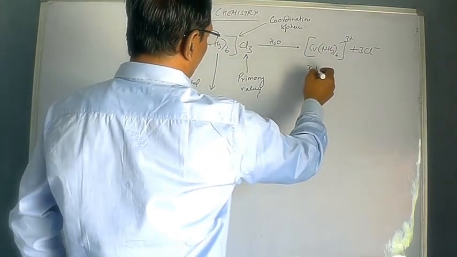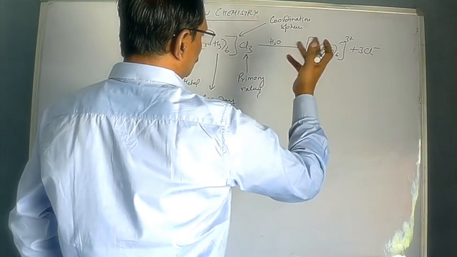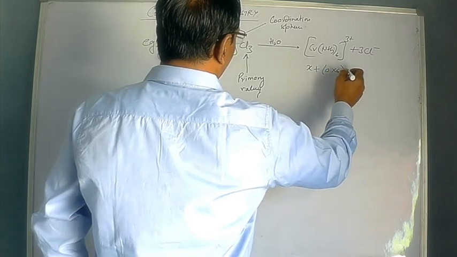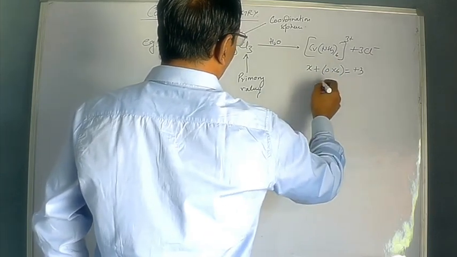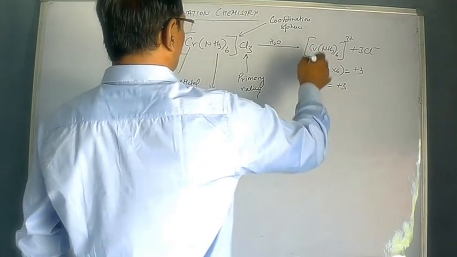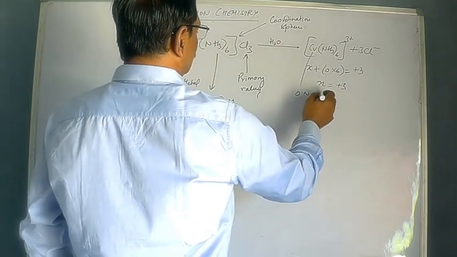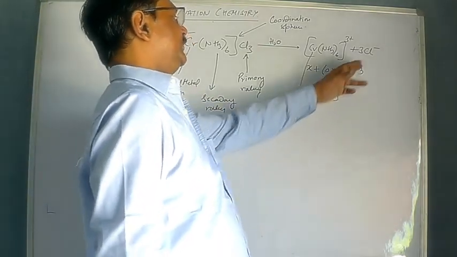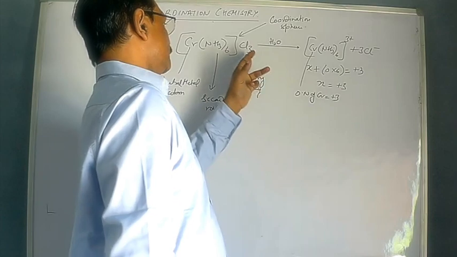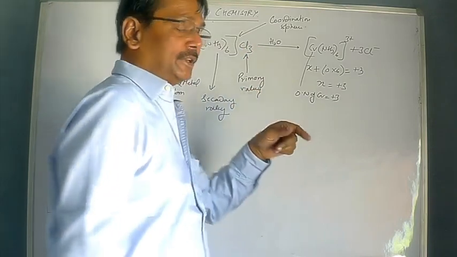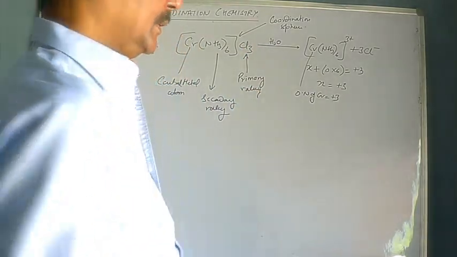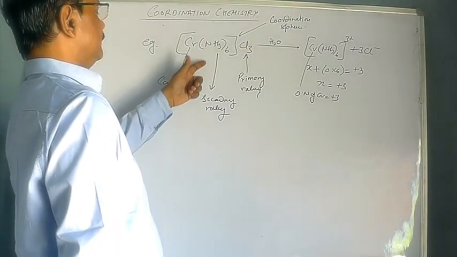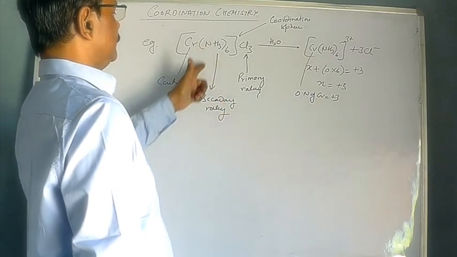Let the oxidation number of chromium be X. Class, ammonia is a neutral molecule, no charge on it. So 0 into 6, and this must be equal to what? +3. So X equals +3. So the oxidation number of Cr is +3, and that +3 is being satisfied by 3 chloride ions. So Cl3 is satisfying the primary valency of the central metal atom. Ammonia is giving lone pair to the central metal atom, so ammonia is satisfying the secondary valency.